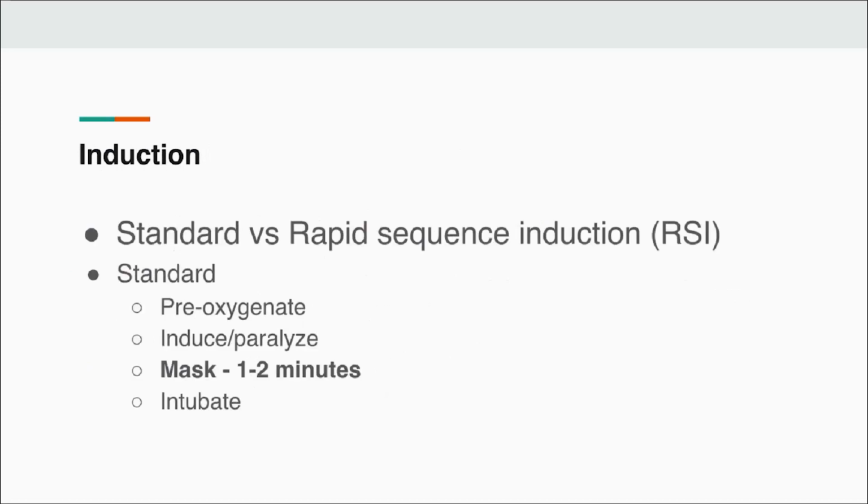In induction, there are two types, and it's really a standard versus a rapid sequence induction, and we'll talk about both. With a standard induction, the steps that we take: first we pre-oxygenate the patient before we give any medications, and then we go ahead and induce and paralyze our patient with the medications that we previously talked about. And then we will mask the patient for about 1 to 2 minutes for that paralytic to take effect. And after we think the patient's sufficiently relaxed and paralyzed, we'll go ahead and intubate.